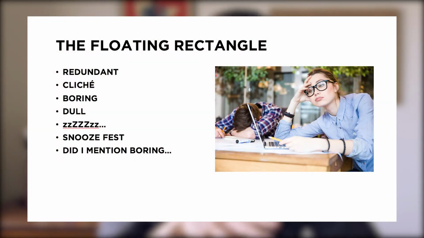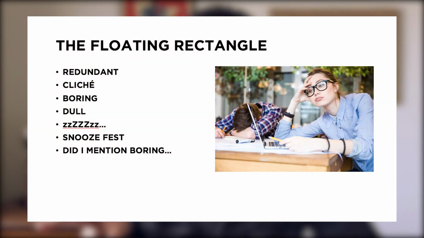Tip number 4 and tip number 5 both have to do with avoiding the floating rectangle. What I mean by that is you've all seen that layout, we've all used it, which is the bullet points on the left or the text on the left and this floating rectangle on the right. Nothing inherently wrong with this layout, but it can be very redundant and just boring.